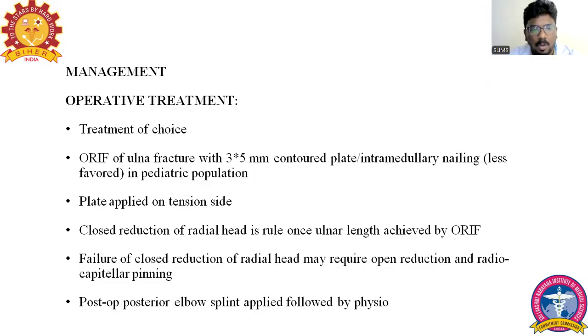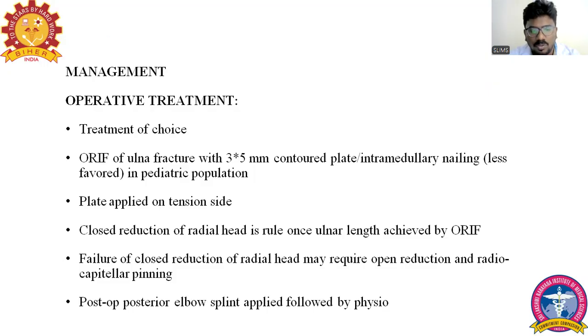The plate is applied always on the tension side rather than the compressive side. The closed reduction of the radial head is ruled once ulnar length is achieved by open reduction internal fixation. When you go for the approach which reduces the ulnar fracture with plating, the radial head will automatically get corrected. This is the rule given by Paul.